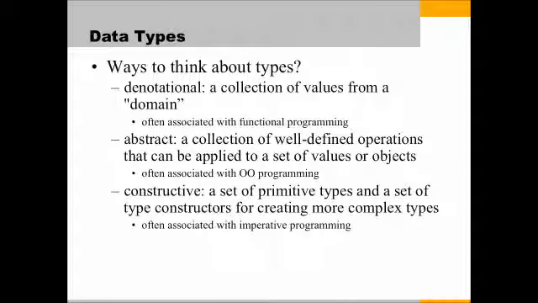There are three ways that we can think about data types. There is the denotational view, which is a collection of values from a domain. If you have worked with enumerated types before, where, for example, you might say enum weekday, and then you give a collection such as Monday, Tuesday, etc., then that's a denotational way of thinking of a type. It's essentially an enumeration of the values of that type.